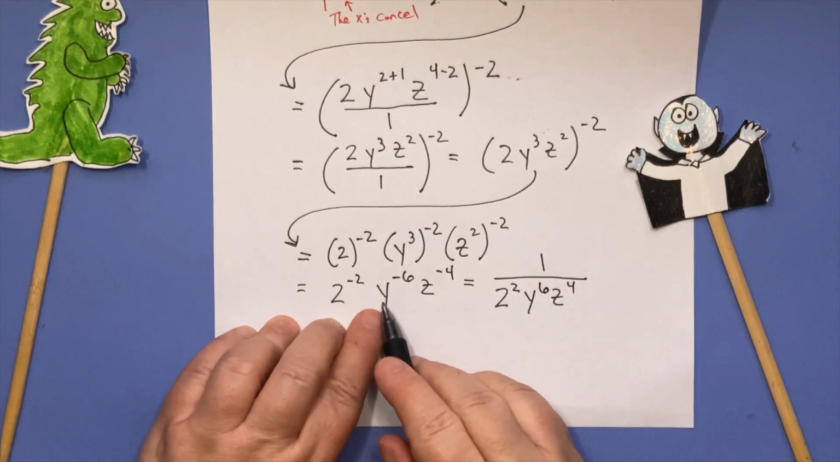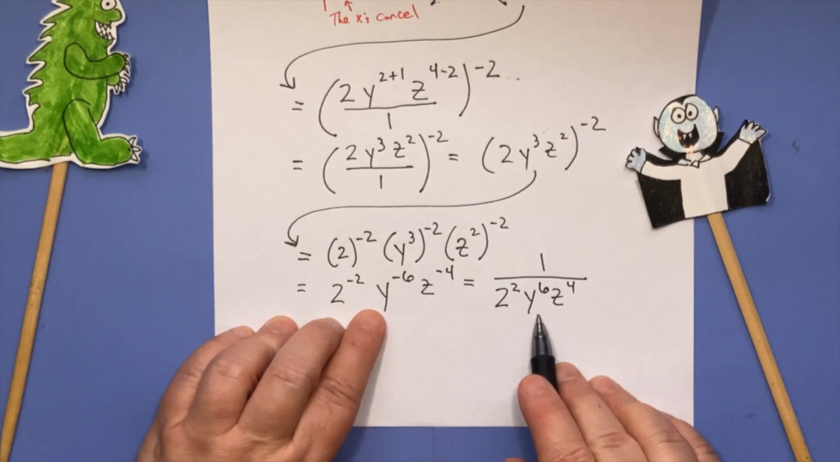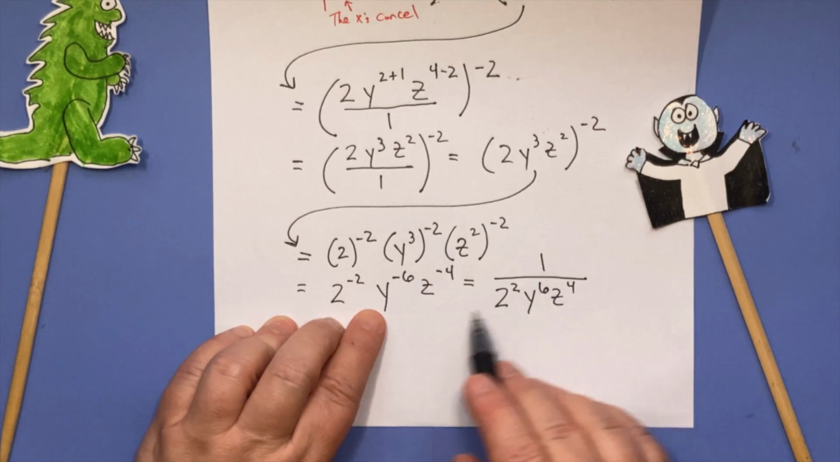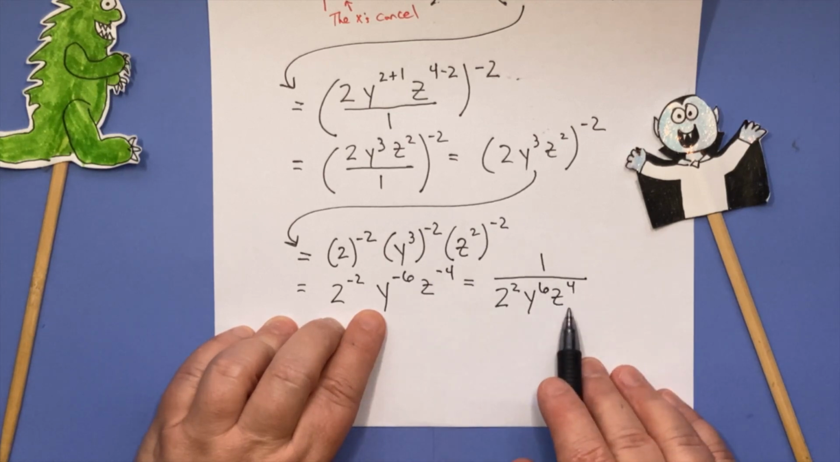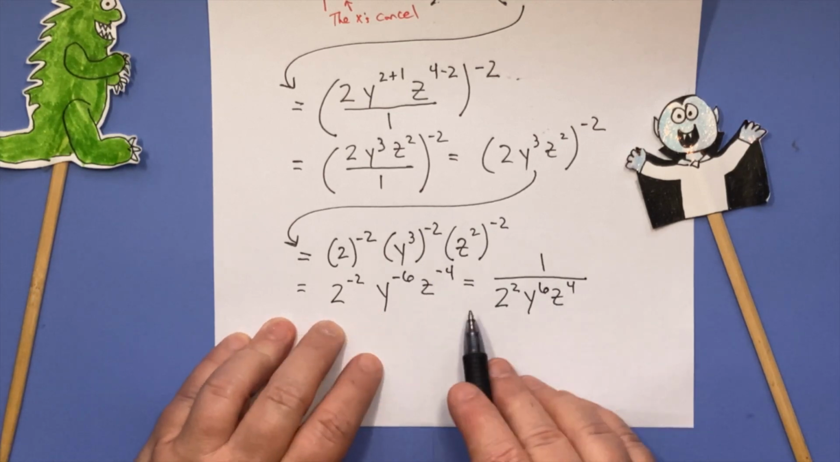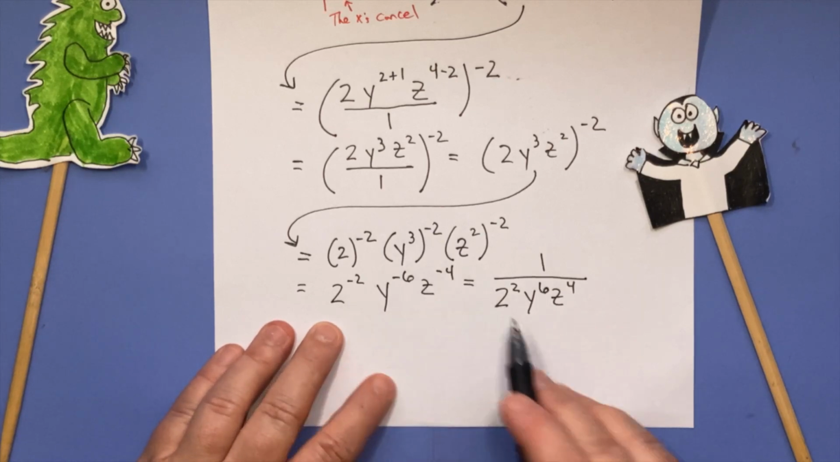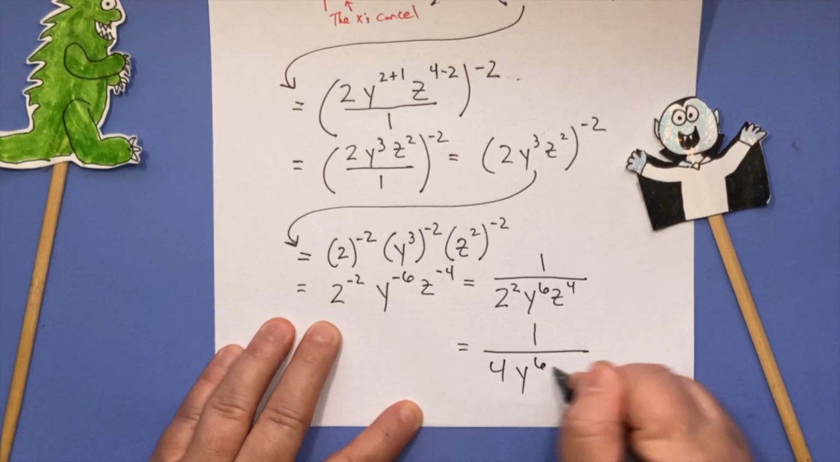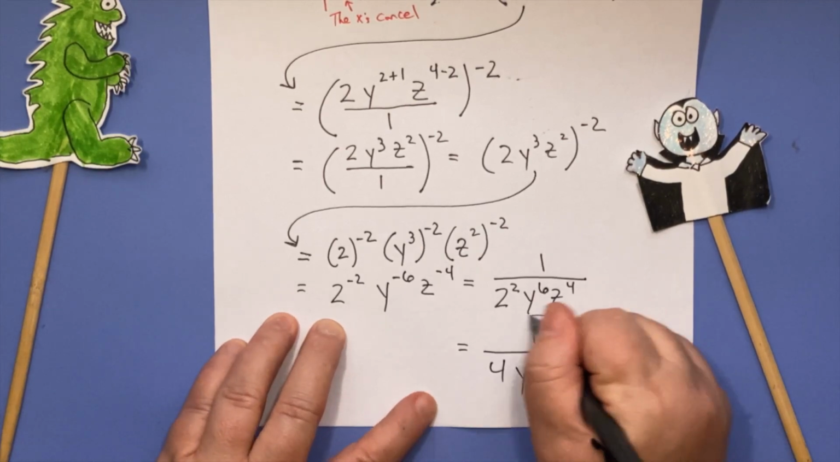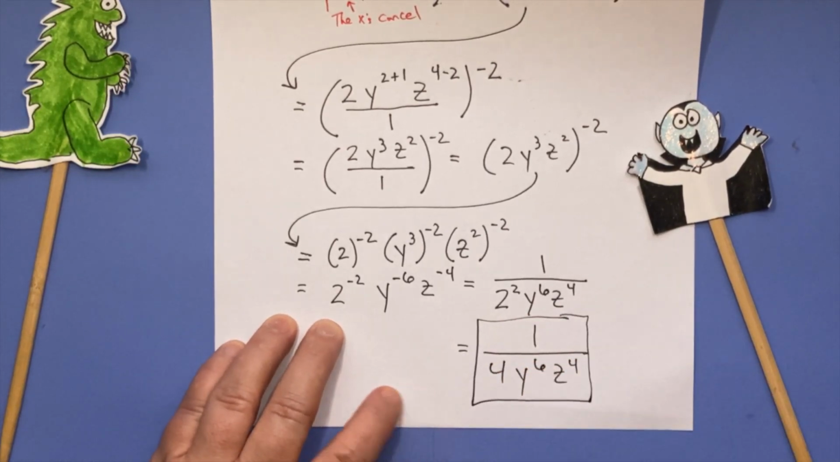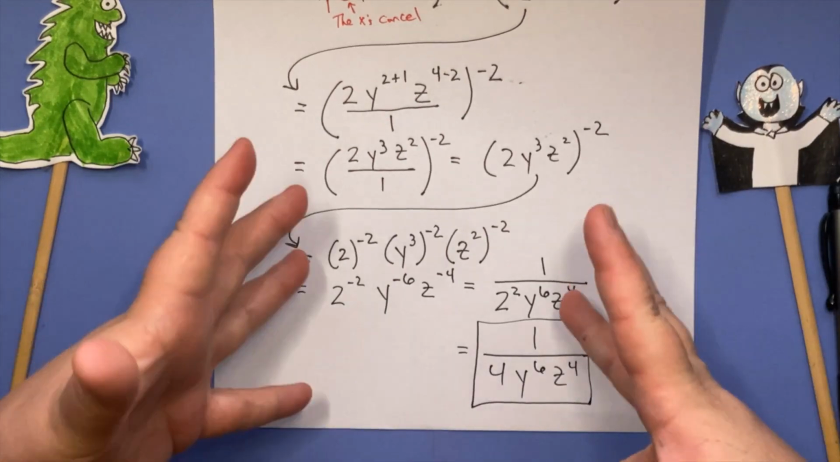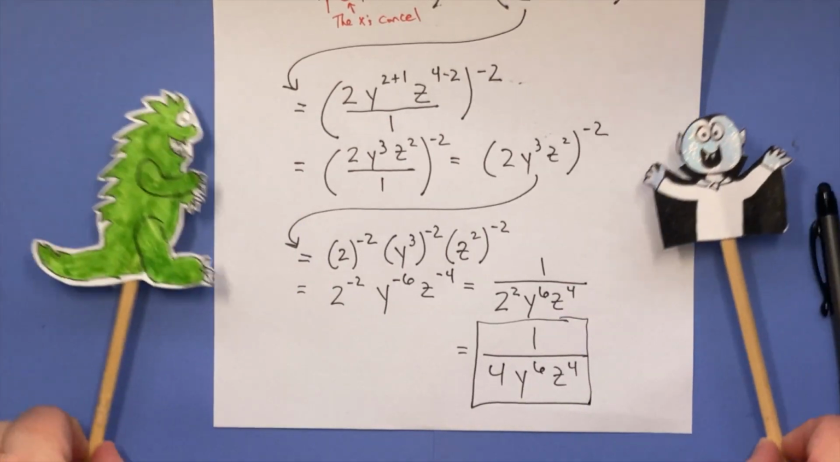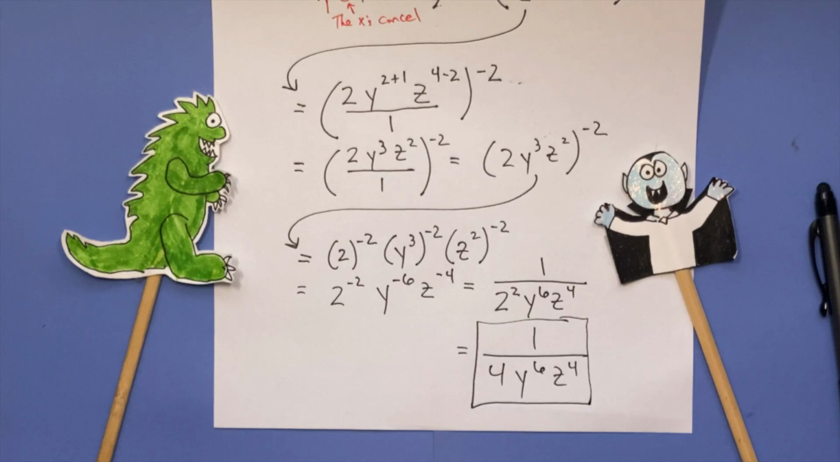So I move the y to the negative 6 down into the denominator, it becomes y to the 6th. I move the z to the negative 4 down into the denominator, z to the 4th, and the 2 to the negative 2 becomes 2 squared. So the whole thing is 1 over 4, y to the 6th, z to the 4th, and you guys are amazing and awesome, and we are done. Bam! So for Godzilla and for the Sparkly Vampire, I want to congratulate you.